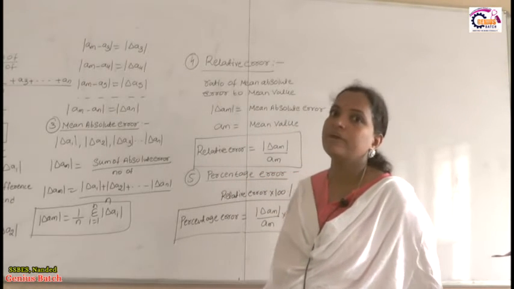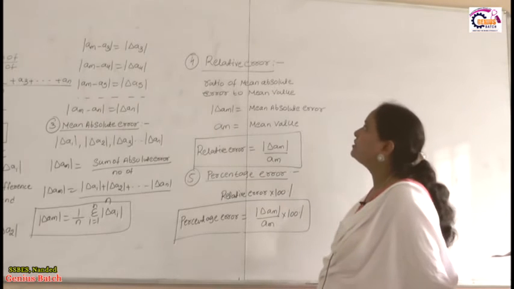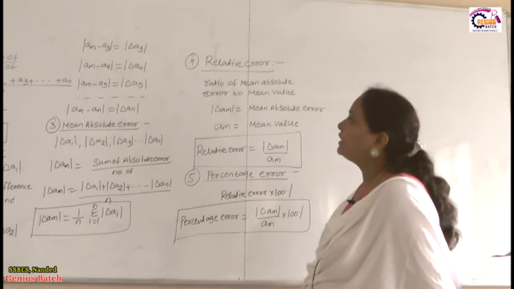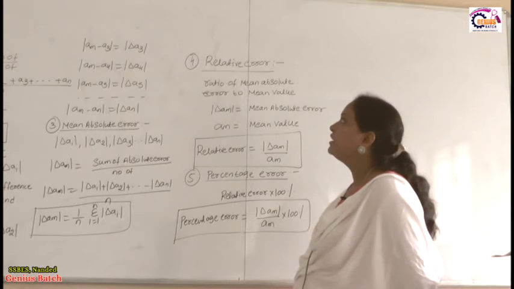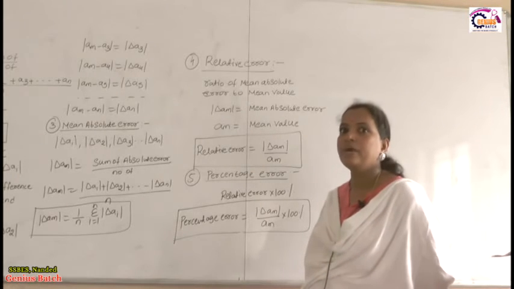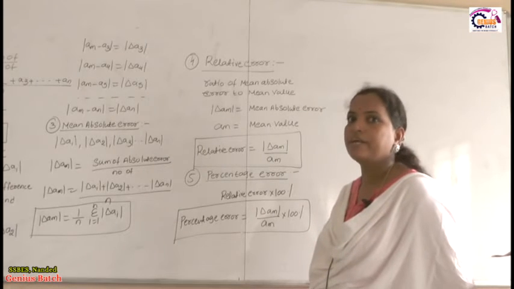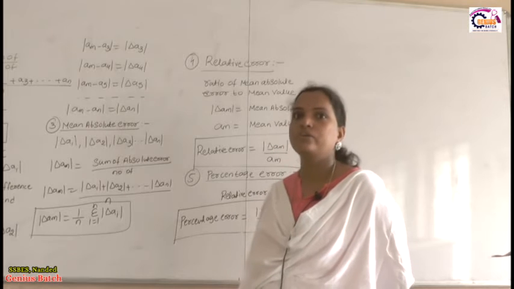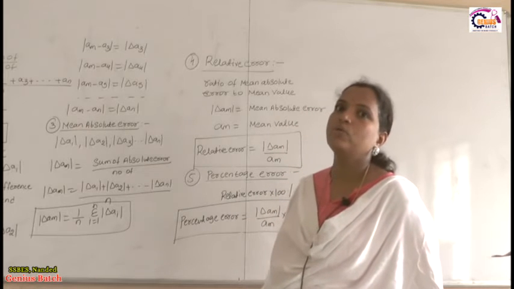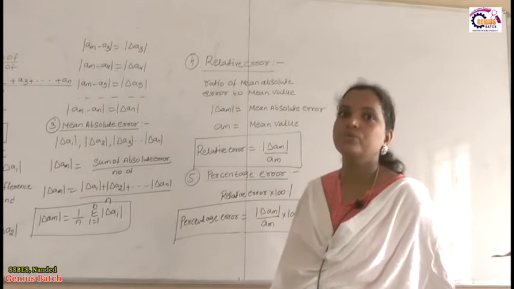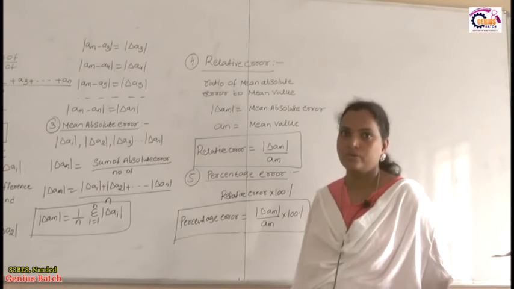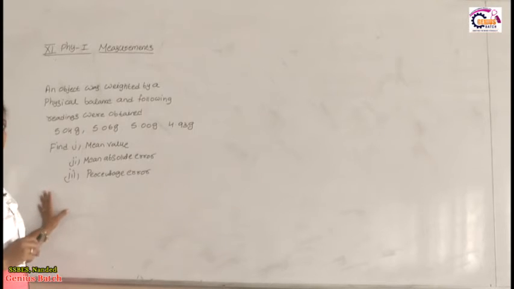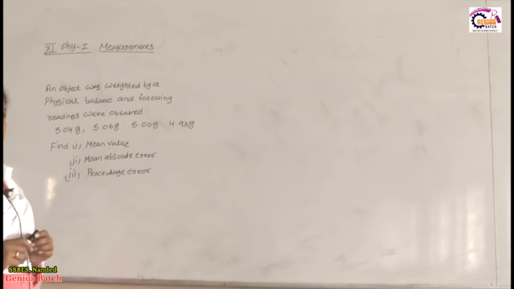And what is relative error? Relative error is the ratio of mean absolute error to the mean value. It is called the relative error. And at last we are finding the percentage error. Percentage error is the product of relative error and 100%. So that gives us the percentage error. Okay, now we are finding the problem related to percentage error.